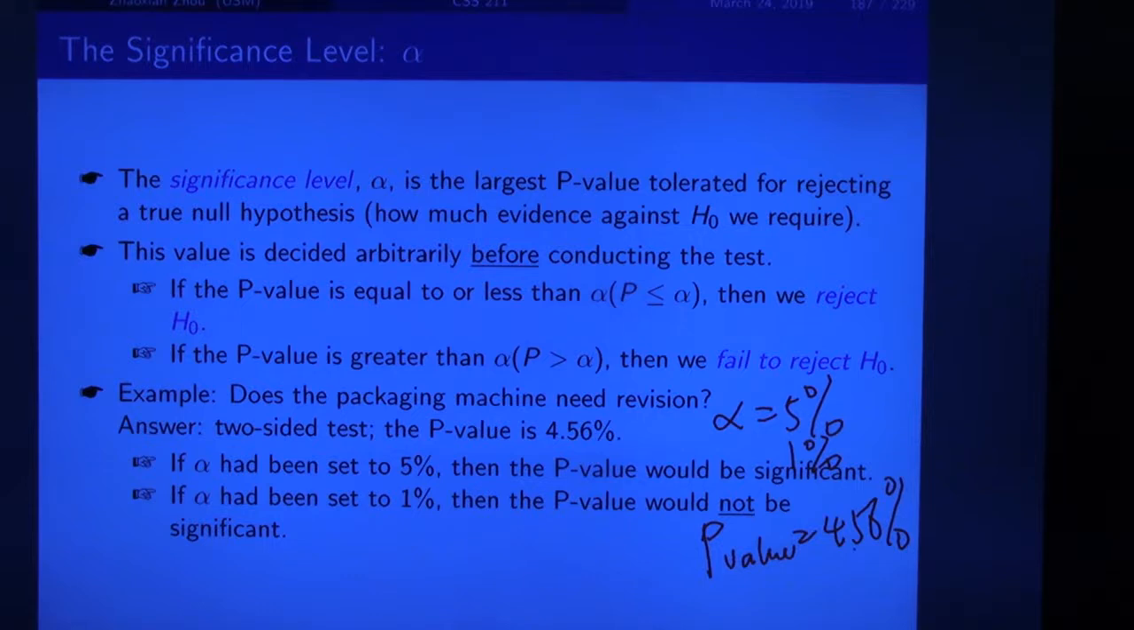So you can see from here, the p-value concept is important, but the p-value alone cannot decide your conclusion about H0. You need to compare it with a predefined significance level alpha.